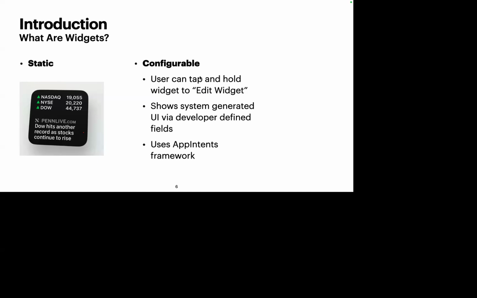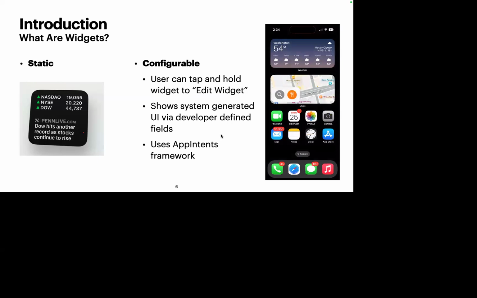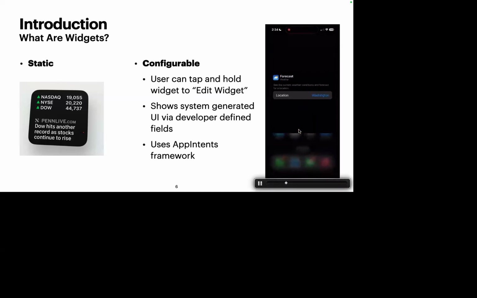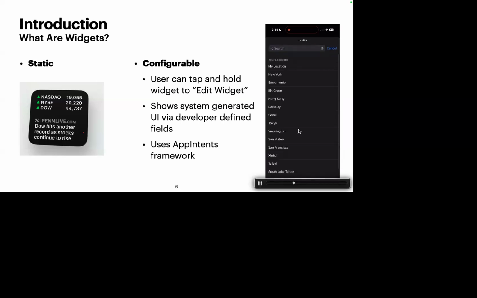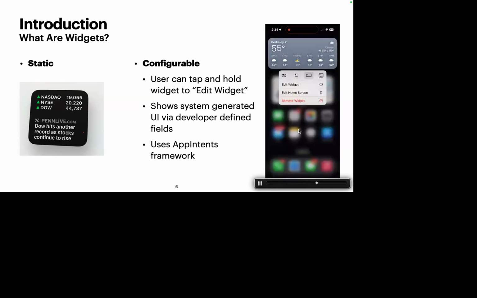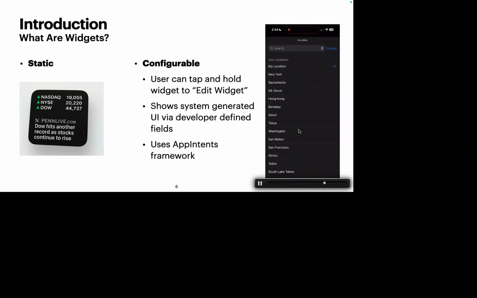And that uses the App Intents framework. And again, in this lecture, there's not enough time to really dive deeply into configurable widgets. So we're just going to be focused on the static one for now. But just to give you a sense of what a configurable widget is, here's the weather app. You tap on Edit Widget, and you can select the location you want to show for that widget. So now it changes to Berkeley. That is what we call a configurable widget.